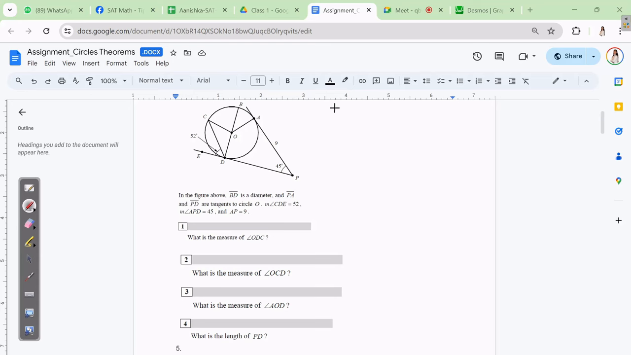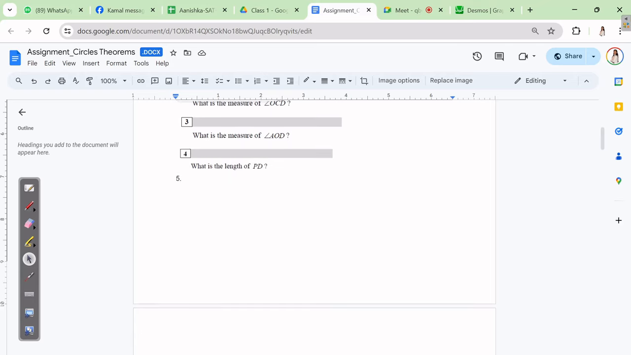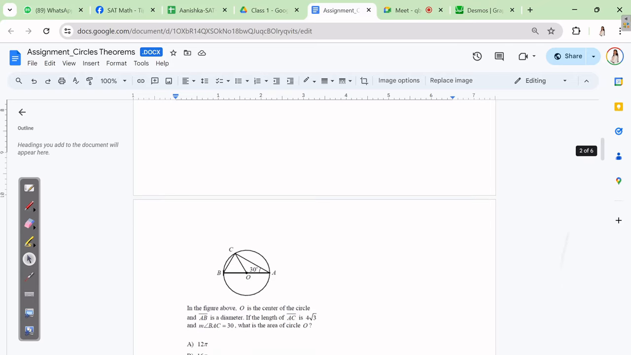This is the second theorem on tangents that we did. I think we did it long back, that's why you're not able to recall. But if you see, this is an external point, and we have drawn two tangents from this point. This is the first tangent, this is the second tangent. So these two tangents are going to be congruent. So if this is 9, this will also be 9. Okay. Let's move to number 5.